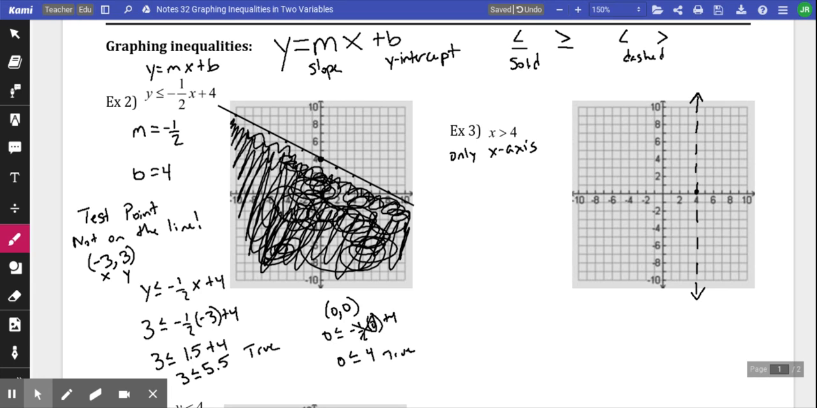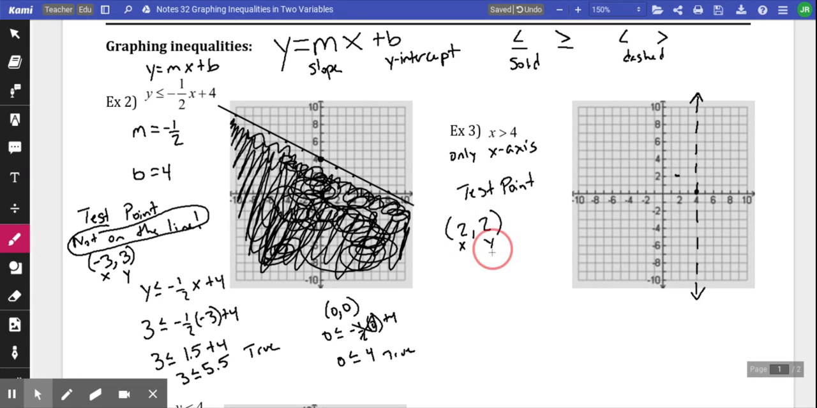So now we need to figure out what side of our boundary line the solutions lie on, and that's where that test point comes into play. So pick any ordered pair. It does not matter which one you choose as long as you don't choose one that is on the boundary line. So for example, let's do 2, 2. So 2, 2, right there.